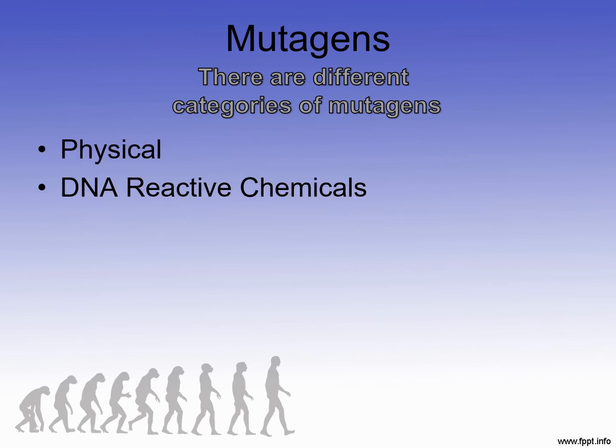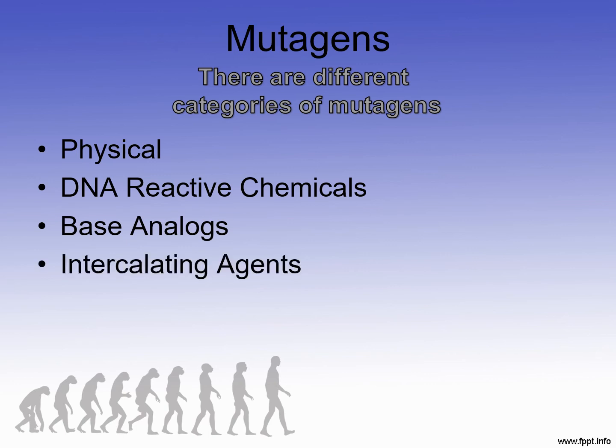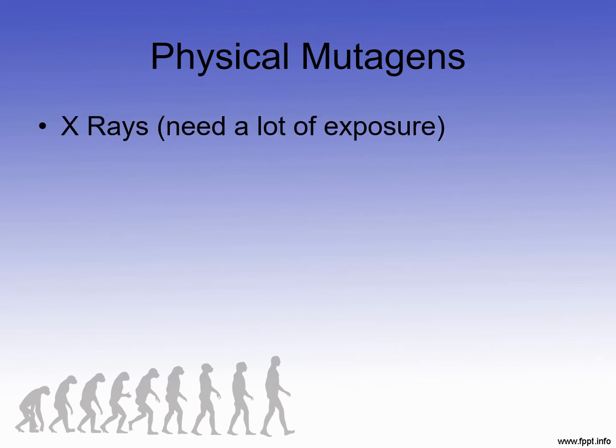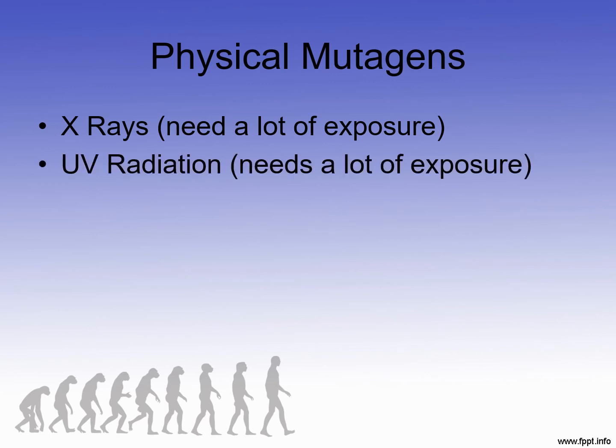And there are different categories of mutagens. There are physical mutagens, DNA reactive chemicals, base analog mutagens, intercalating agents, heavy metals, as well as viruses. If we look at some physical mutagens, X-rays are a physical mutagen. You need a heck of a lot of X-ray exposure to cause a mutation. UV radiation is also a physical mutagen, but you also need a lot of exposure. This is what can cause skin cancers.